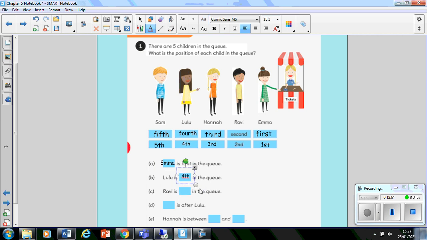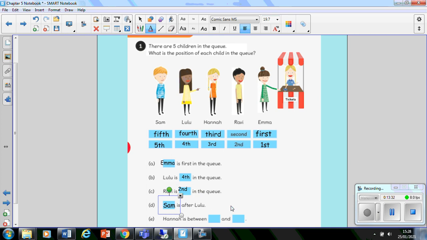Okay, you can write the word, but remember maths is all about quickness and trying to make sure our work is short, sharp and sweet. So I'm going to write it in digit form as here. Ravi is something in the queue, and we already know that Ravi is 2nd. I'm going to write 2nd there. And this replicates your maths worksheet question as well. Somebody is after Lulu. So who is after Lulu? That's right, Sam is after Lulu.